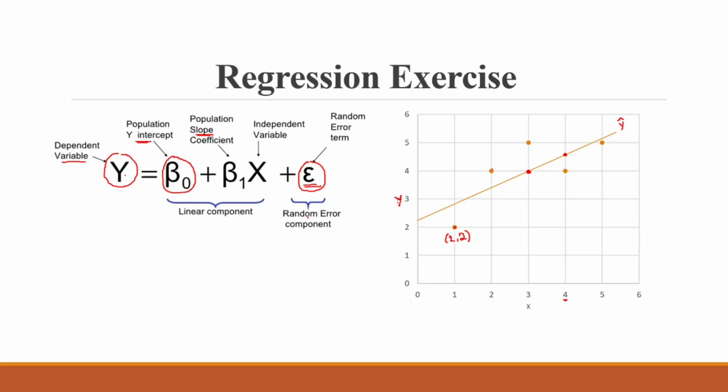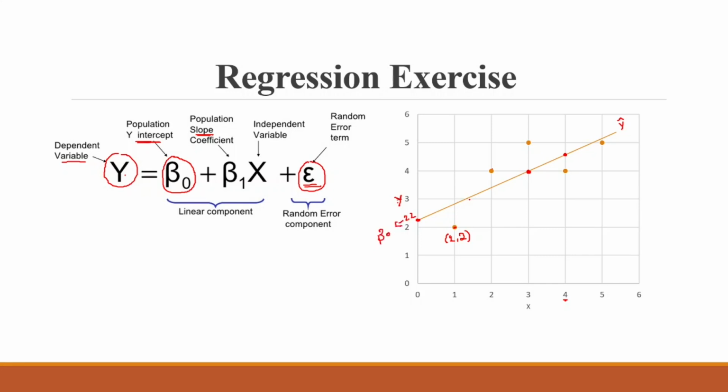Now let us find the relationship between this formula and this curve, and what all we need to calculate. See, this line intercepts at some point, isn't it? It intercepts here at around 2.2. So what does this indicate? This is indicated by beta naught, which is the y-intercept. So this is nothing but beta naught.